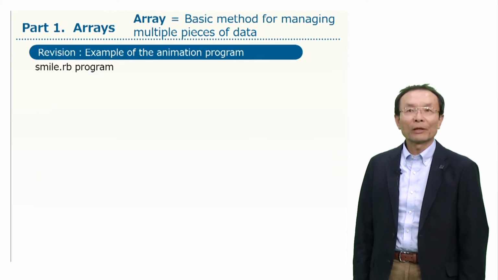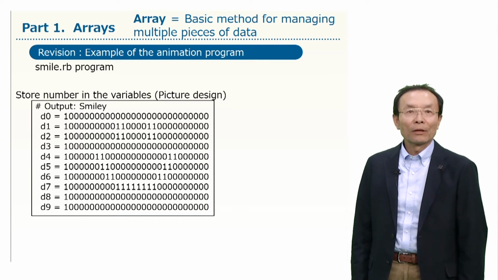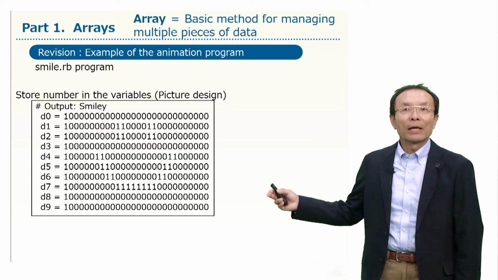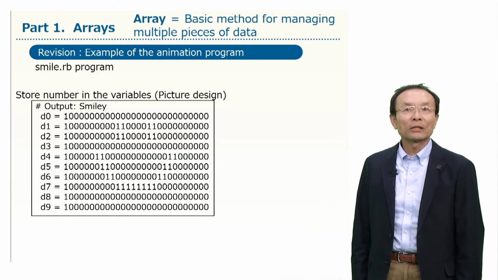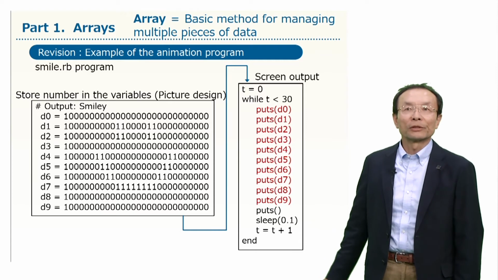Now, let's start part 1 and talk about arrays. An array is a basic method for managing multiple pieces of data. Let's look at the animation program we did before in topic 1 as an example. This is the kind of program we created. First, recall that we used variables for creating the picture. For example, in this program, we use 10 variables and store an extremely large number in each variable for expressing each line of the picture. Then we output them to the screen.